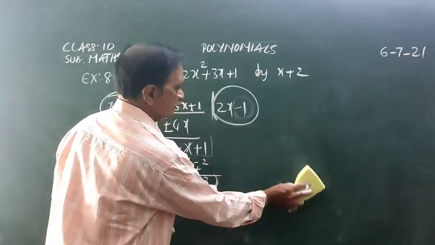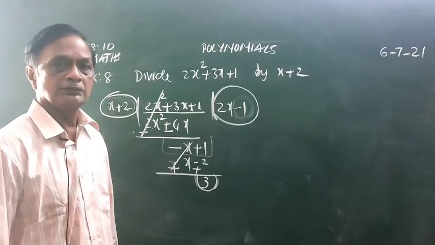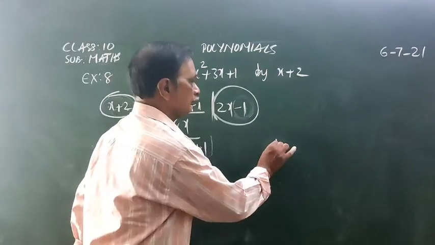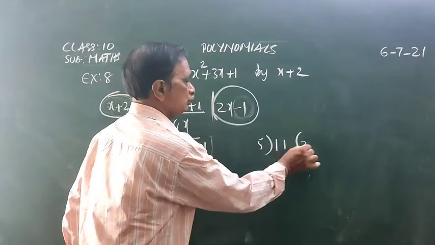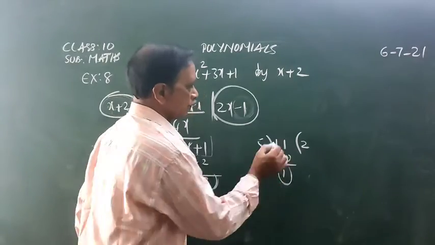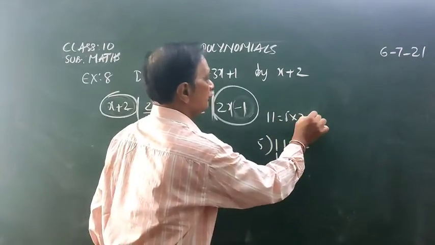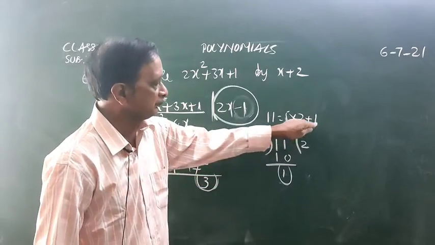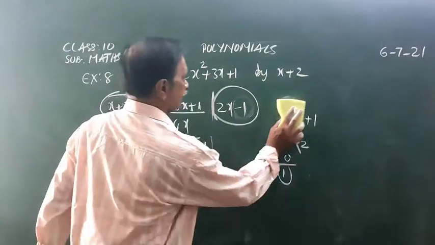And previously we learned the division rule. What is the division rule in numbers? Dividend equal to divisor into quotient plus remainder. Suppose divide 11 by 5. 5 2s 10. What is the remainder here? 1. So 11 equal to 5 into 2 plus 1. Dividend equal to divisor into quotient plus remainder. And we see whether the same rule follows here also.